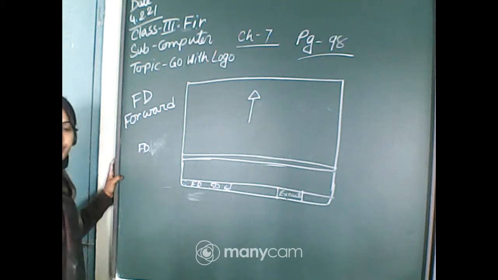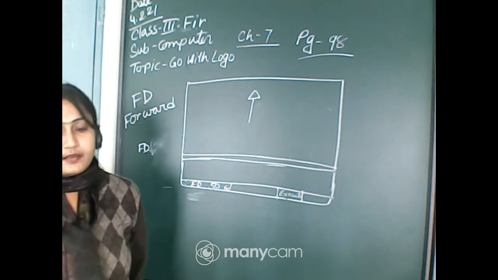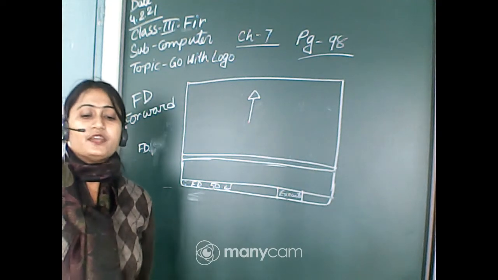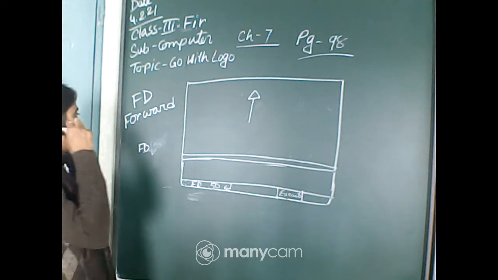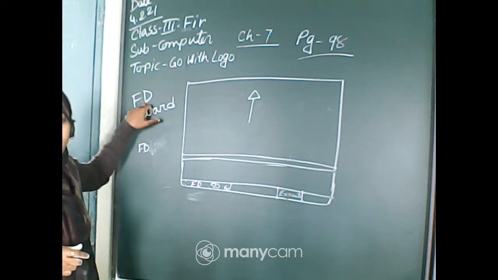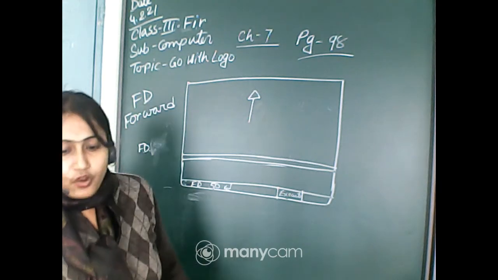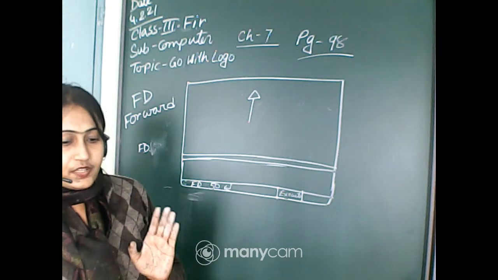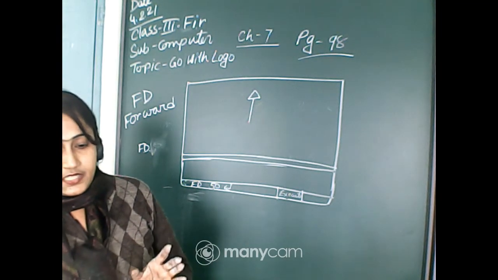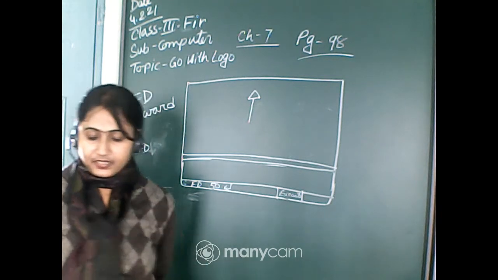Okay, we can type the primitives in capital letter and small letter. When we write a short form, always we will not write a full form forward. Better we apply short form FD. FD means the forward. Yes, and always you try to write the command in capital letter. It will be better. Okay.